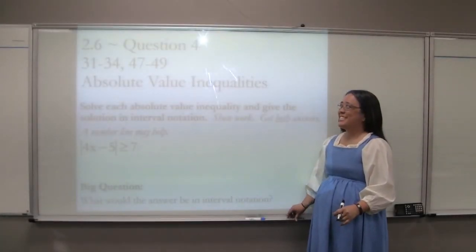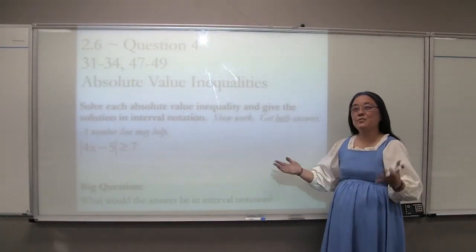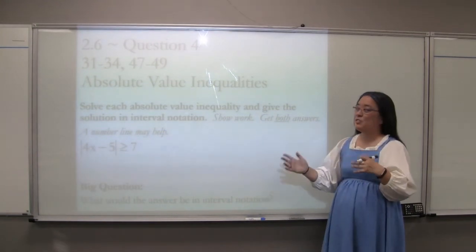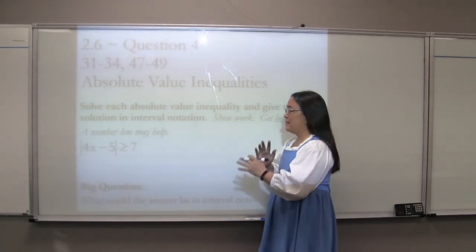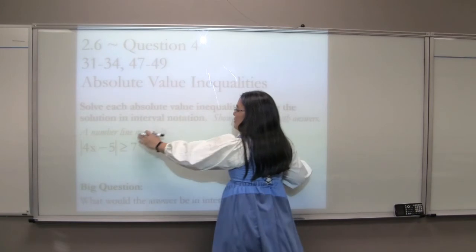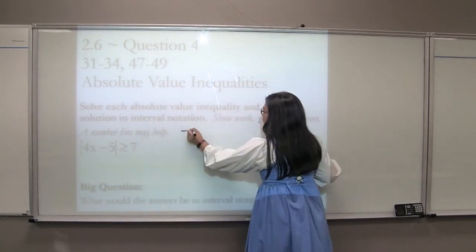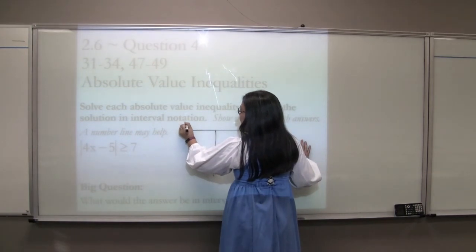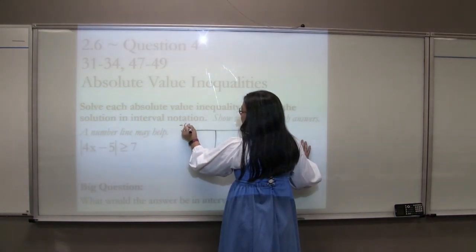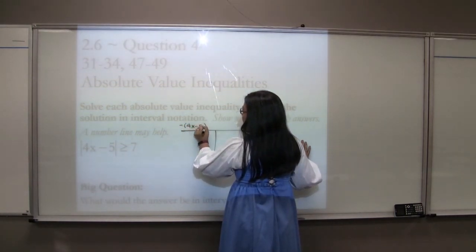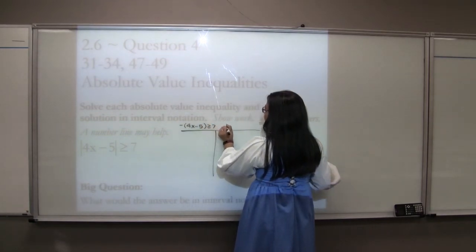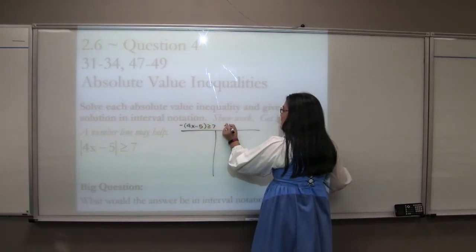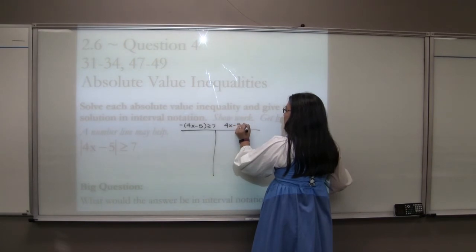Chapter 2, Section 6, Question 4. Now this question 4 could be either question 3 or question 4. You'll find that they kind of move back and forth. We have already isolated our absolute value. Thank goodness, how wonderful. And we can have the negative version of the 4x minus 5 is greater than or equal to 7, or we can have the positive version of 4x minus 5 is greater than or equal to 7.